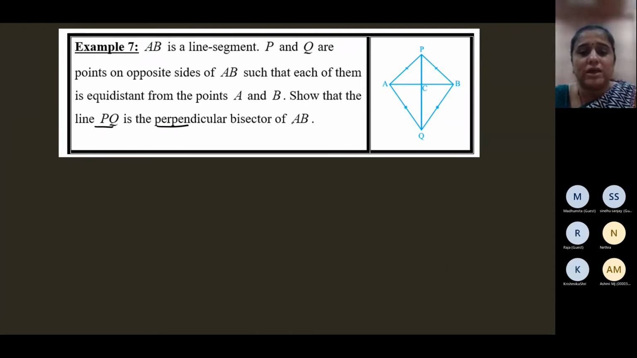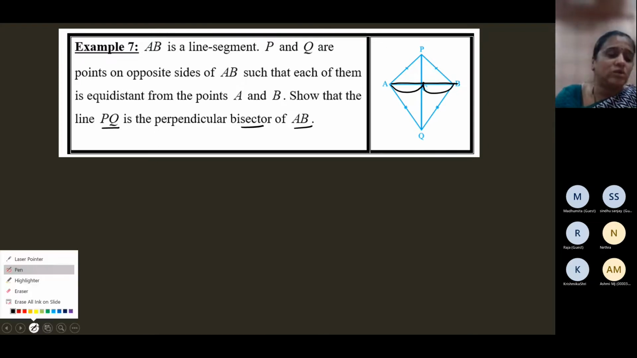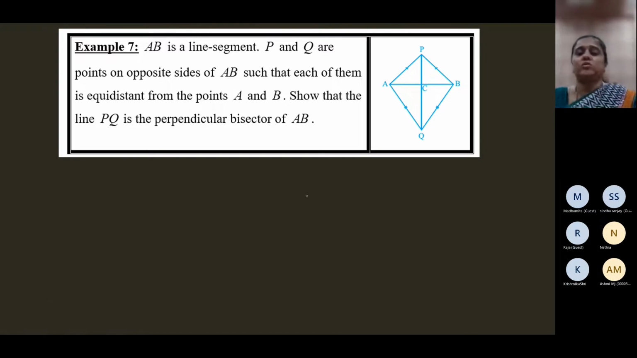PQ perpendicular to AB. You'll have to prove that. Next, PQ bisects AB. AB is bisected, so that means you should prove that AC is equal to BC. So these are the two things. That's all you'll have to prove. So to prove these results, listen to me till the end, okay? So you'll have to take up these.